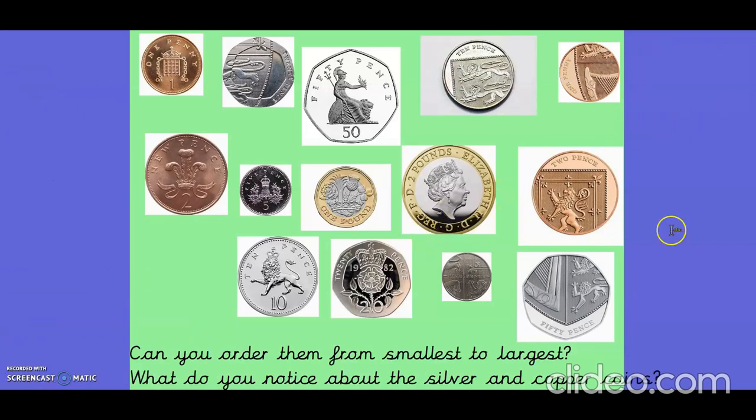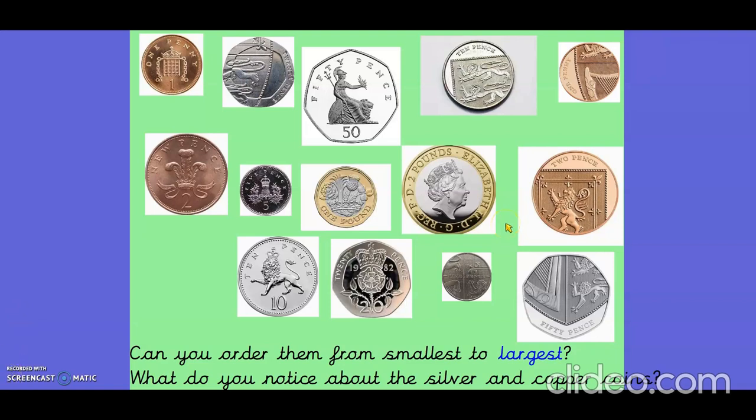Let's have a look. So this time it's asking us, can we order them from the smallest amount of money to the largest amount of money? So have a look at each coin again, and I would like you to see if you can think about the order that we would put them in from the smallest to the largest. And we've spoken about what this word largest means before, and we know that largest means the biggest. It's another mathematical word that we use to describe the biggest amount of money. So pause the video again and see if you can put them in order.